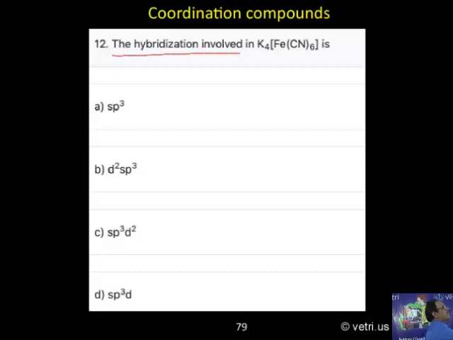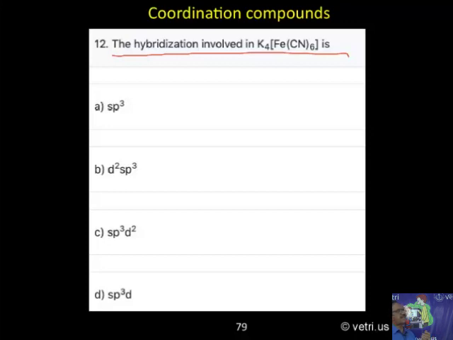Next question. The hybridization involved in K4[Fe(CN)6] is... Please stop. Quick. What do you take, the central metal atom? Immediately predict that. Find out the hybridization.